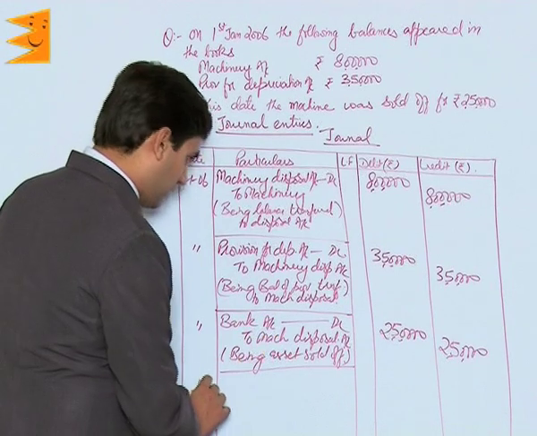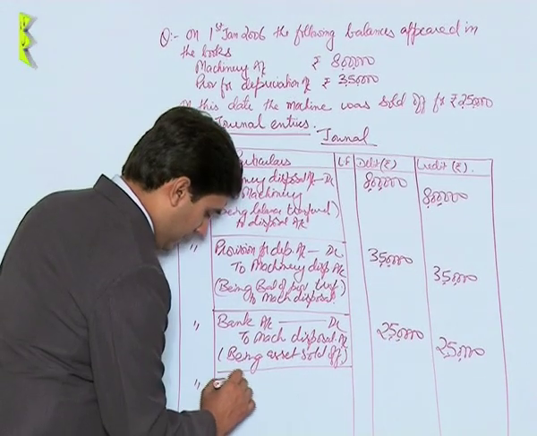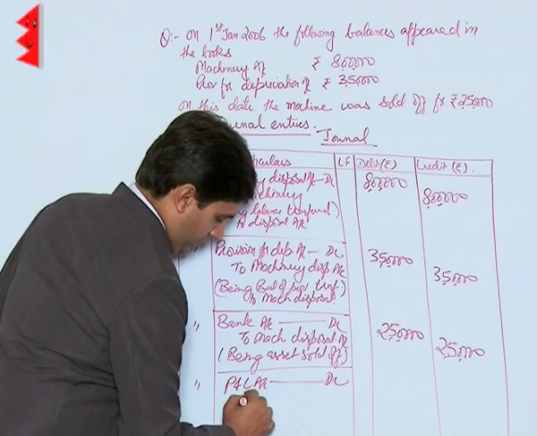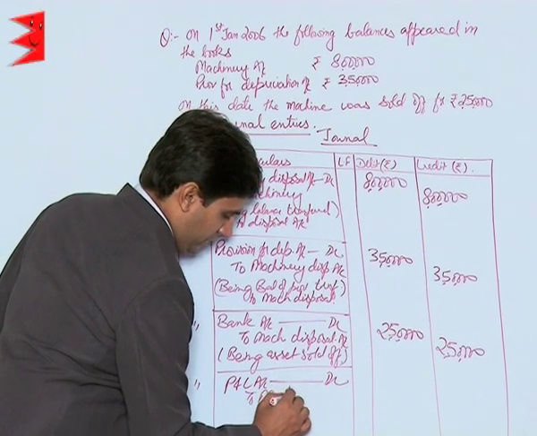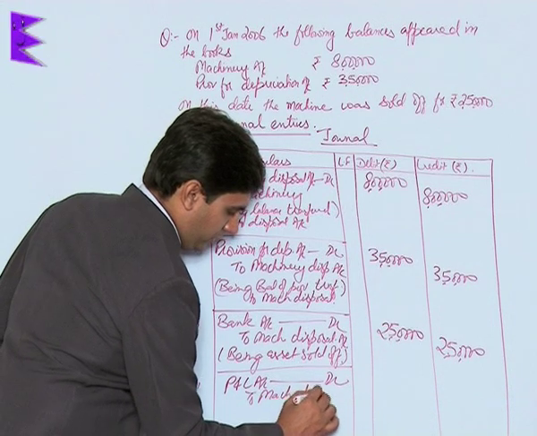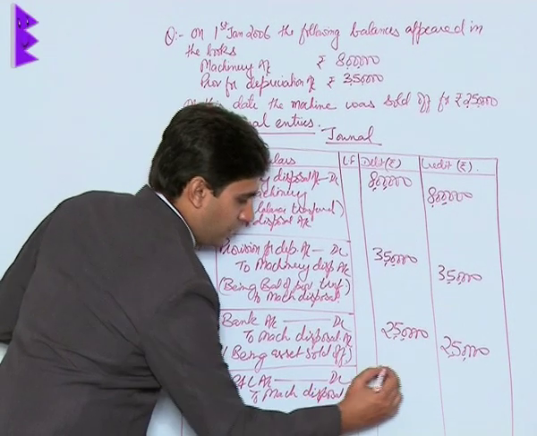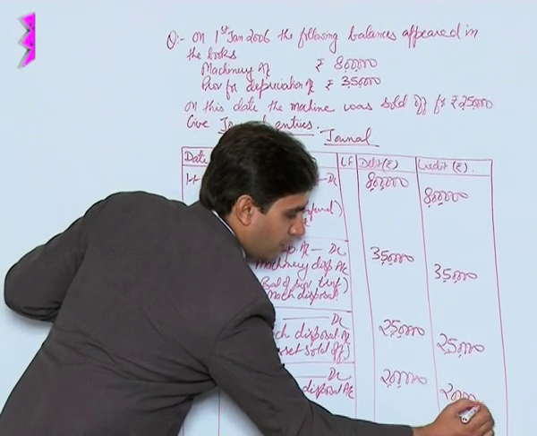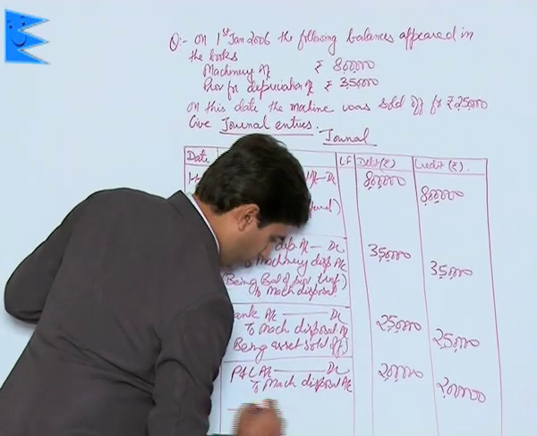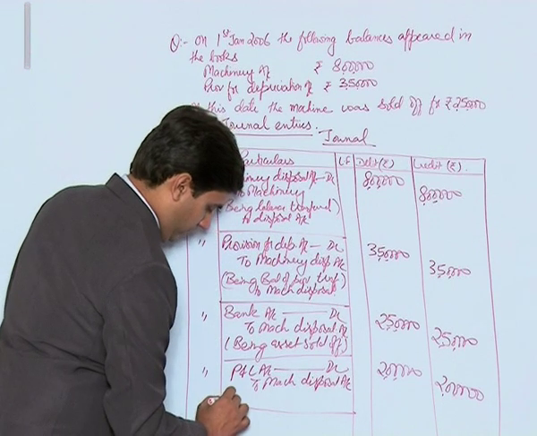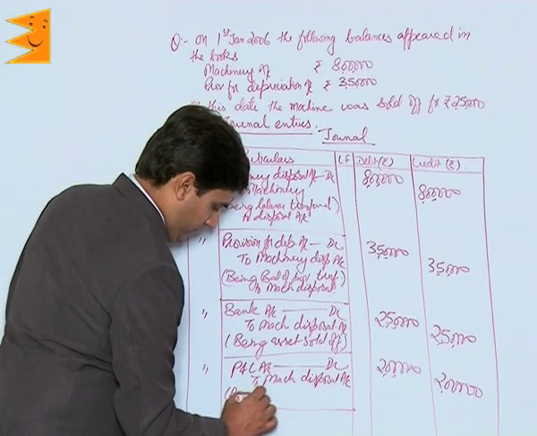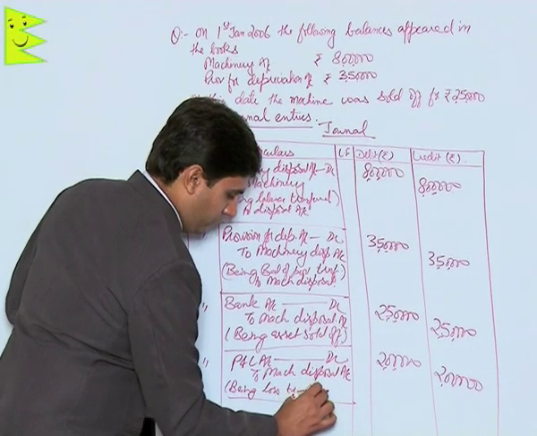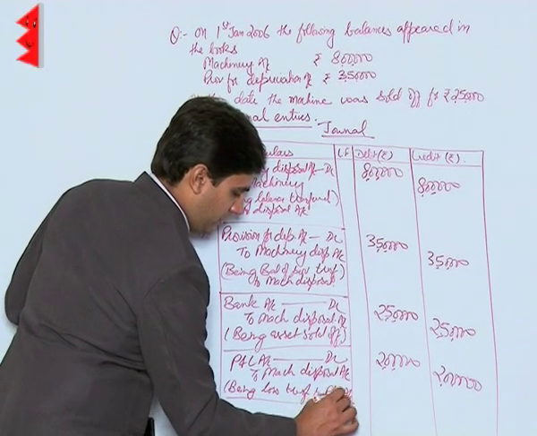This loss would be transferred to P&L account, profit and loss account debited to machinery disposal account, 2 lakh. That is loss charged to profit and loss account, being loss transferred to profit and loss account.